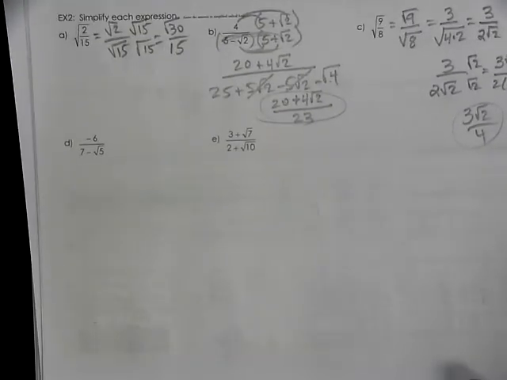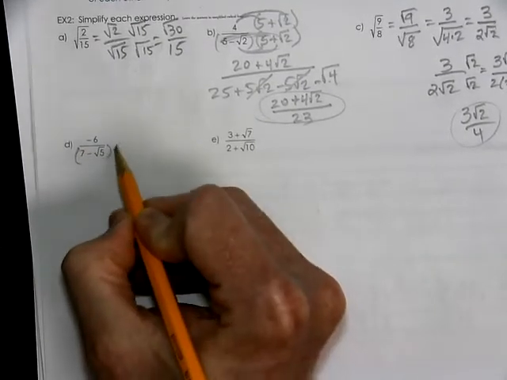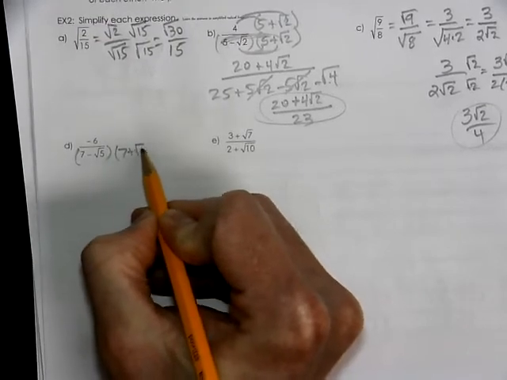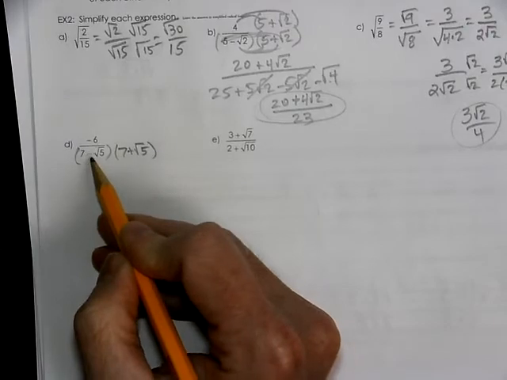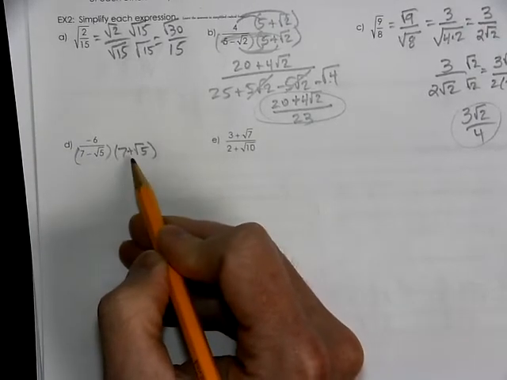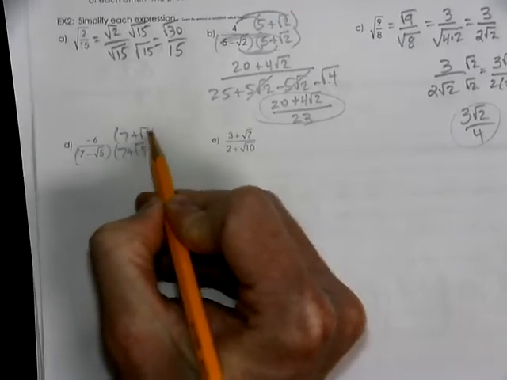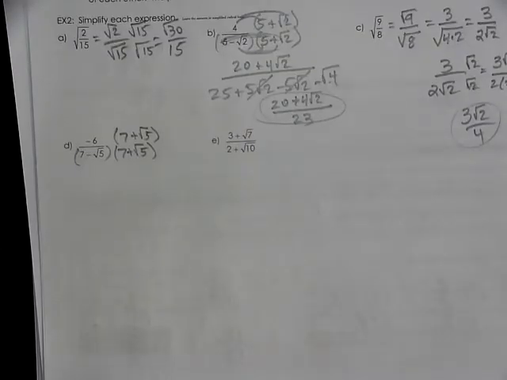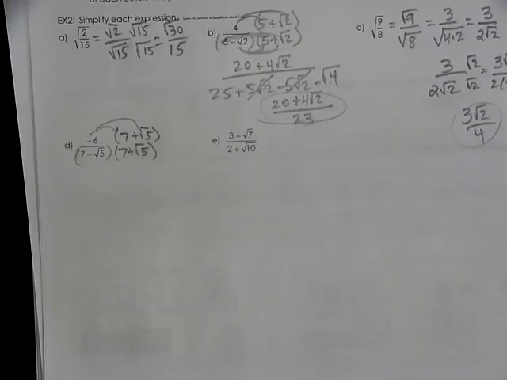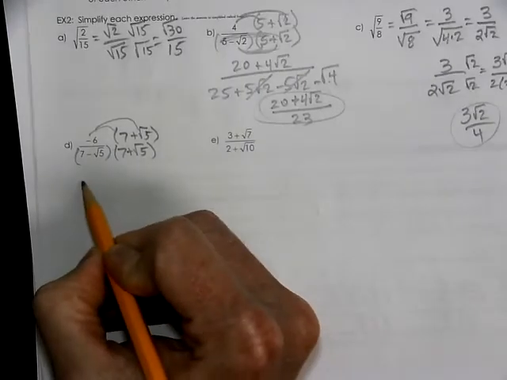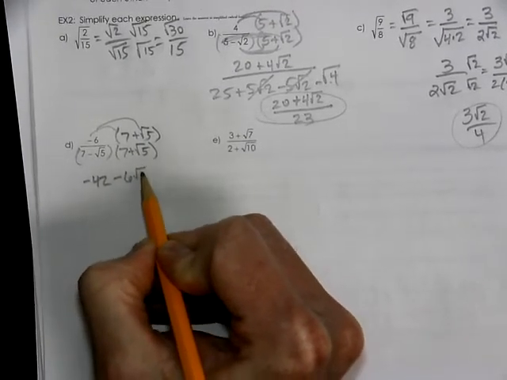So, two more to work through. We're going to multiply by the conjugate. This is a binomial, 7 minus the square root of 5. So we're going to multiply by 7 plus the square root of 5. Whatever you do to the bottom, you also have to do to the top. We would distribute this negative 6 through to get negative 42 and minus 6 root 5.